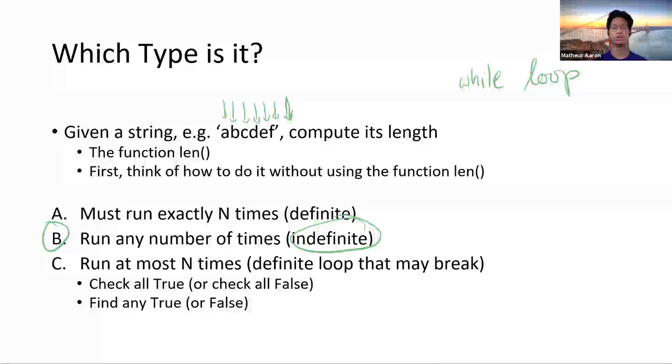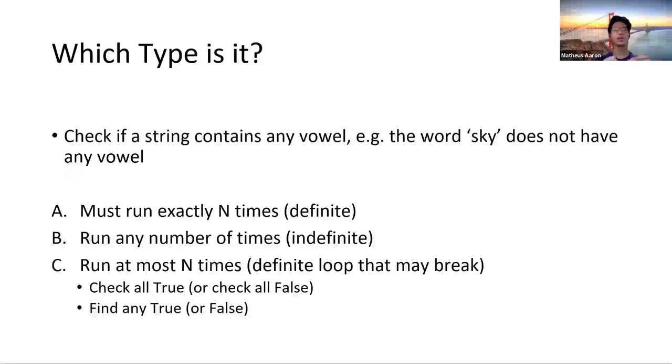Okay, the next example is not such a good example, but say we already figure out the length. Now we want to check if a string contains any vowel. For example, the word sky does not have any vowels. That's the example of C. Say we already know the length, which is 3. So we know for sure that we're going to run at most three iterations for S, K, and Y. But the difference with A is that your loop can terminate anytime it finds a vowel. So if it finds a vowel in between, just stop, no need to complete the entire loop, and just return true. That's the example for C.